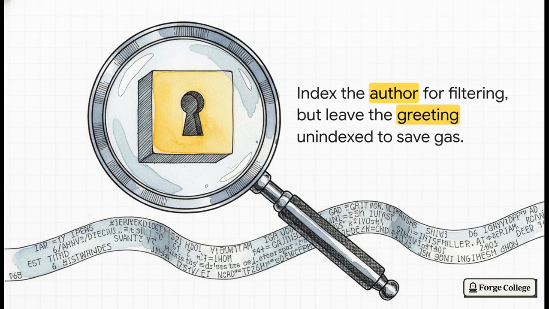Here we have GreetingChanged, which takes an indexed author and a new greeting string. Notice the intentional design choice here. We index the author address. Why? Well, so off-chain applications can efficiently filter and search for updates made by specific people. But we deliberately leave the actual greeting string unindexed. Indexing a string creates a hash, which makes it harder to read directly and, frankly, costs more gas. Keeping it unindexed keeps our logs compact, readable, and highly efficient.